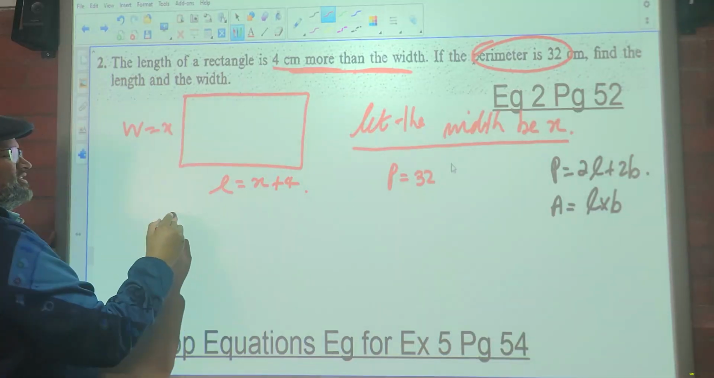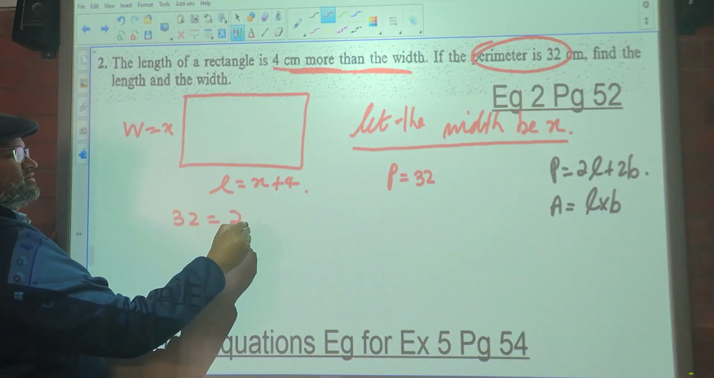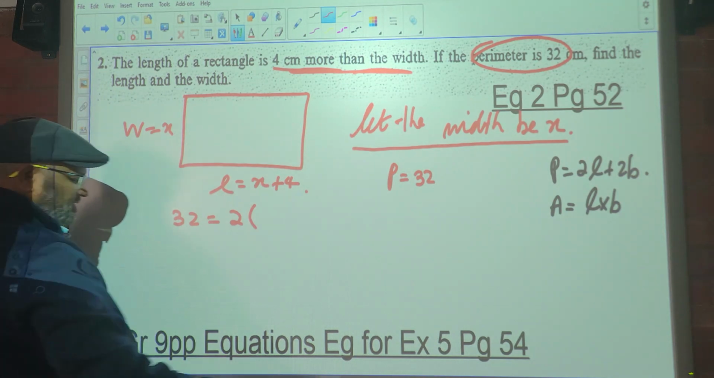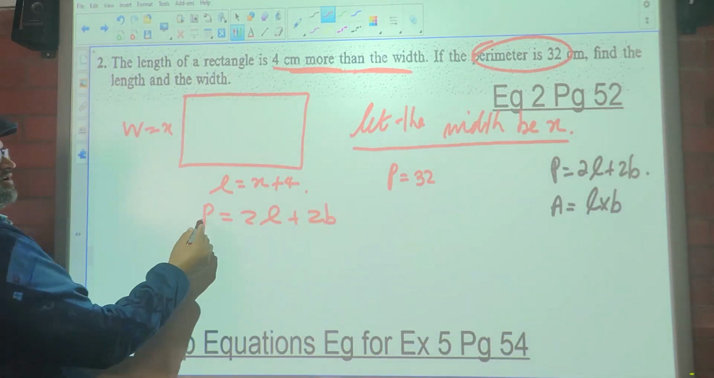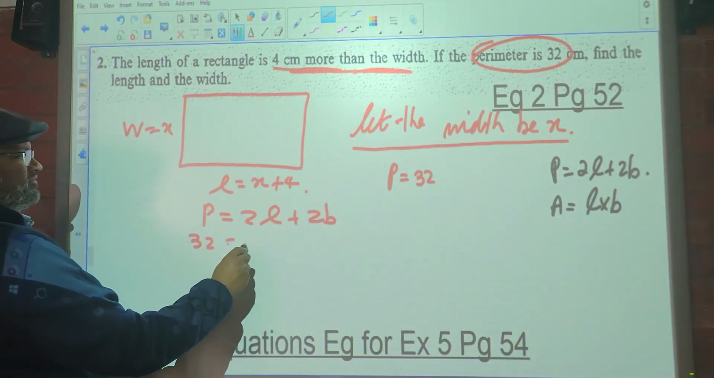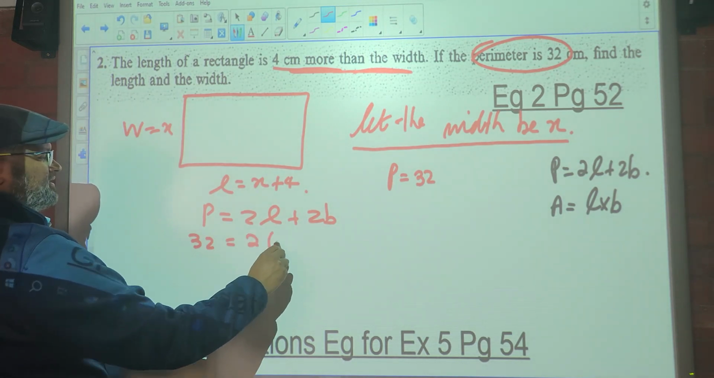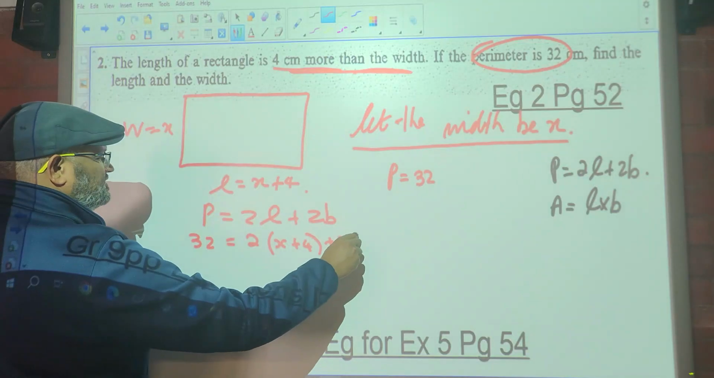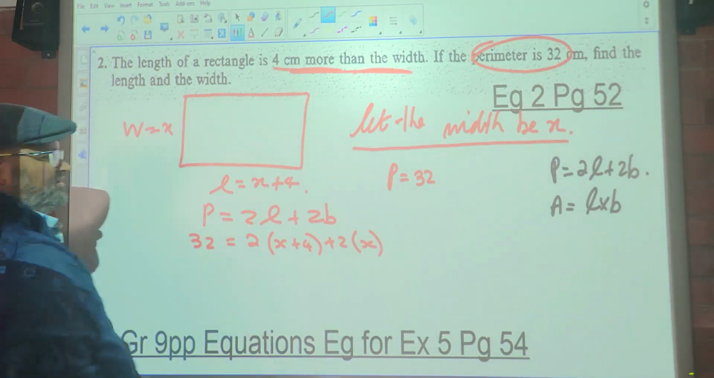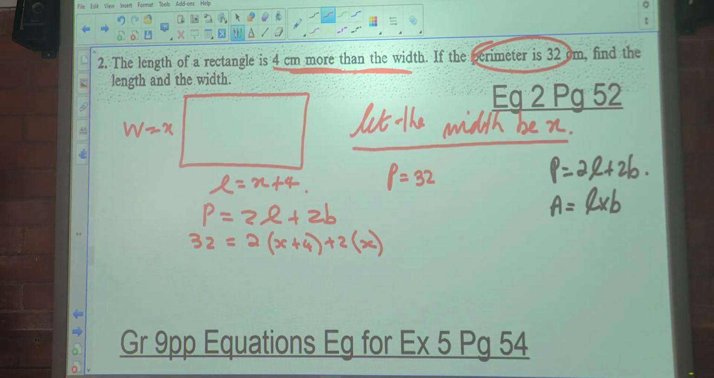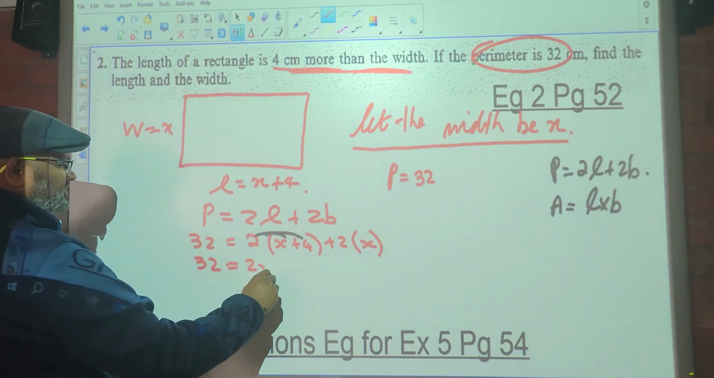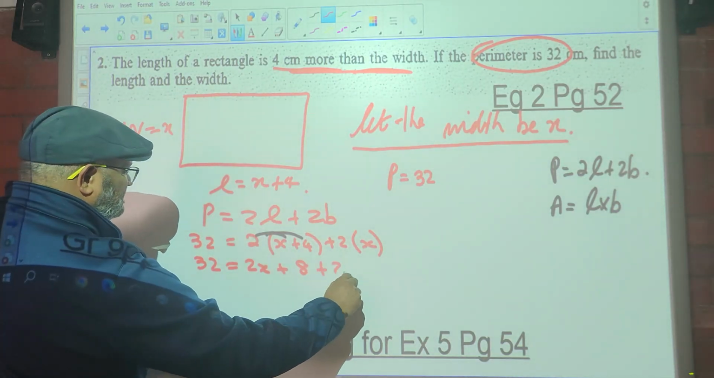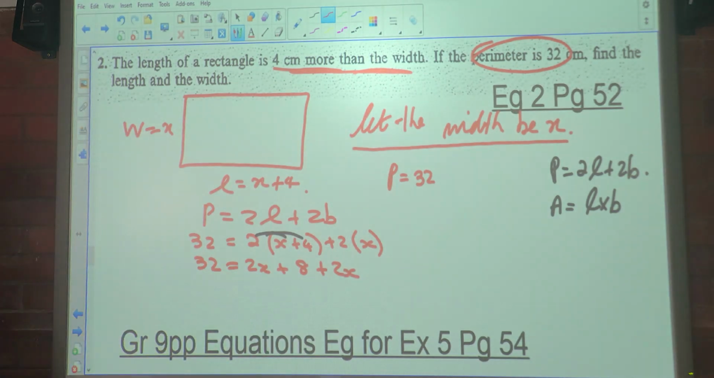So if the perimeter is 32, then you're going to say 32 is equal to 2 length. Let me first write the formula. Perimeter is equal to 2 length plus 2 breadth. So your perimeter 32 is equal to 2 into x plus 4, plus 2 times x. You see that, people? So what will that give us now? Get rid of the brackets. So 32 is equal to 2x plus 8 plus 2x. Now what do we do?